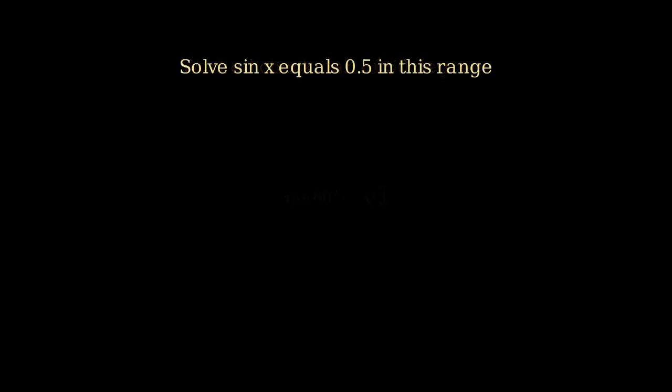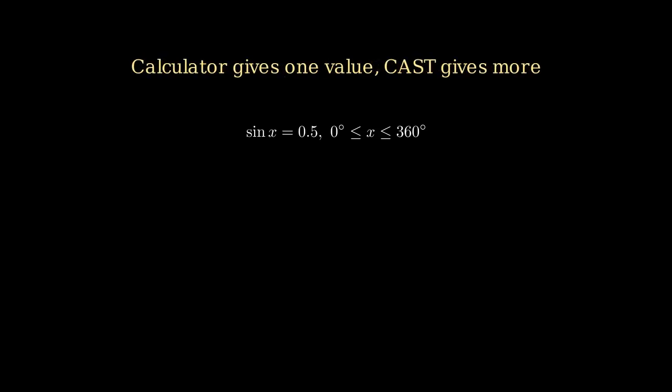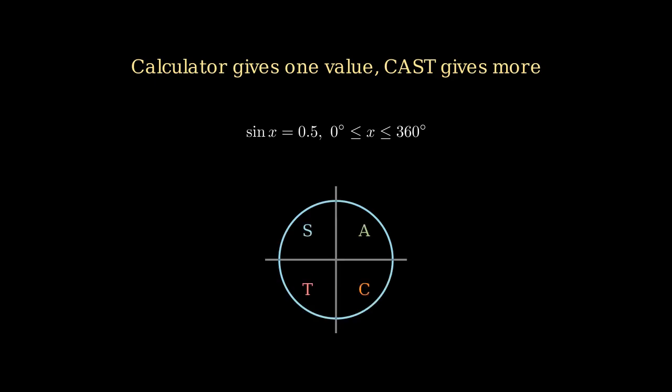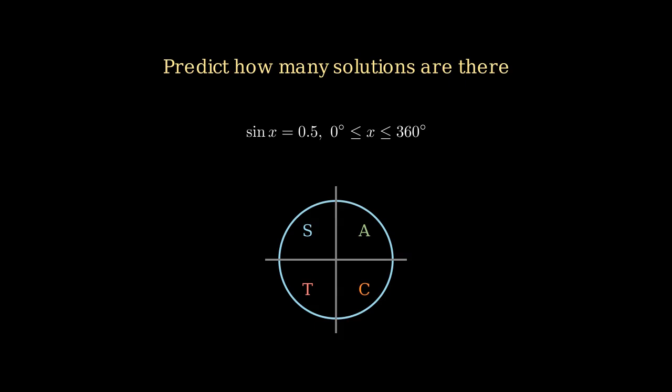Now let's solve a simple trig equation. Sine of x equals 0.5 for x between 0 and 360 degrees. Your calculator only gives you one answer, the principal value, but on the unit circle sine is positive in 2 quadrants, so there will be more than one solution. Before we reveal them, pause for a second and predict how many solutions sine of x equals 0.5 actually has in this range, 0 to 360 degrees?